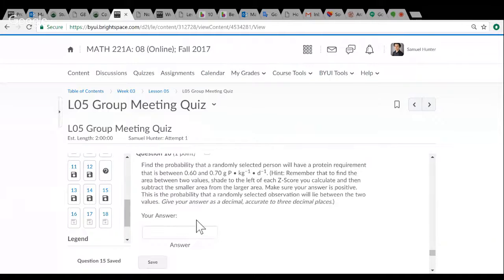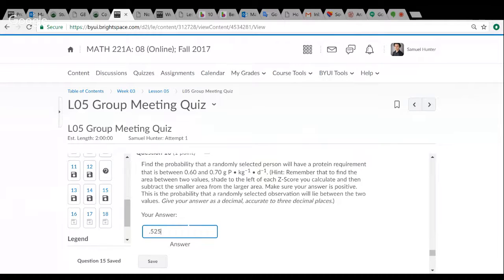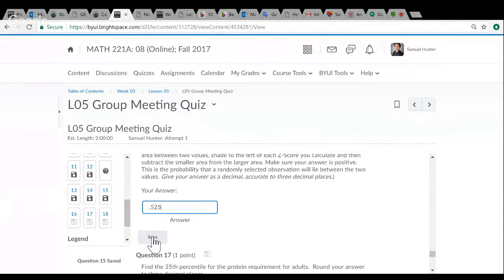Okay, so they wanted unrounded numbers until the very end. Yeah. Okay, so that's the answer, 0.525.